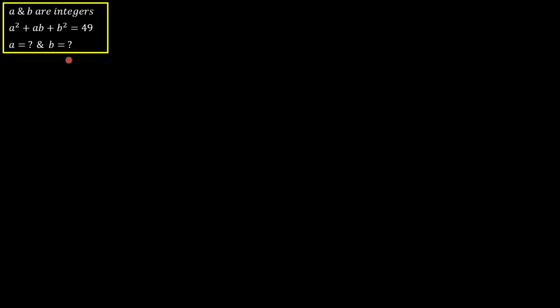So let's start. First, let's look at this formula: (a plus b) squared equals a squared plus b squared plus 2ab. Let's subtract ab from both sides of this formula. Then we will get (a plus b) squared minus ab equals a squared plus b squared plus ab. As you can notice, the right side of this formula is exactly the same as the left side of our equation. So we can simply use this expression instead of this expression. Then we will get (a plus b) squared minus ab equals 49.